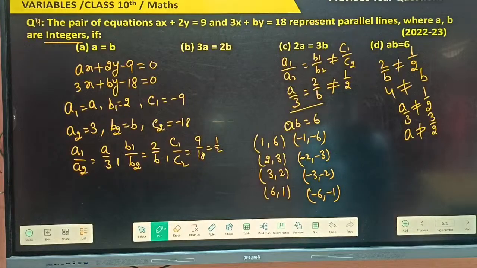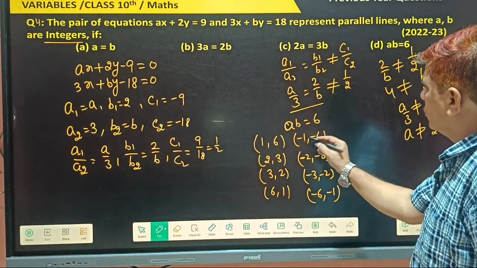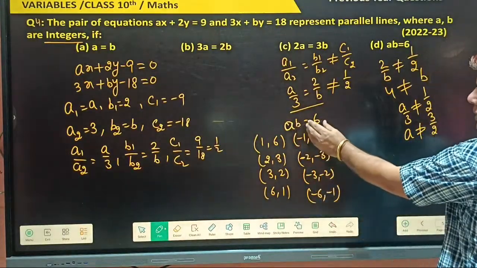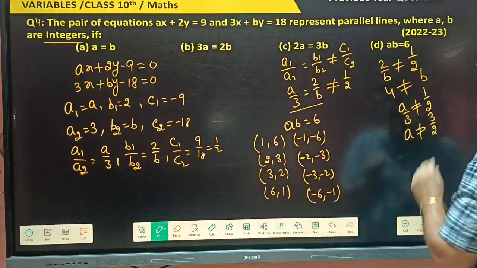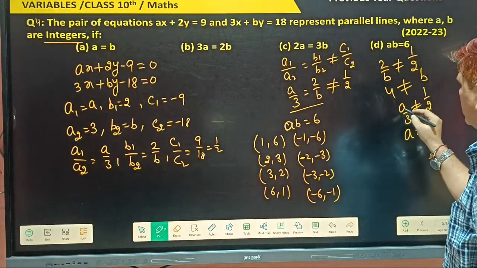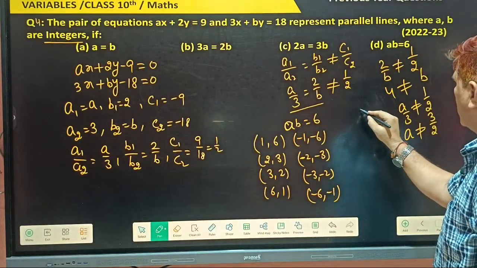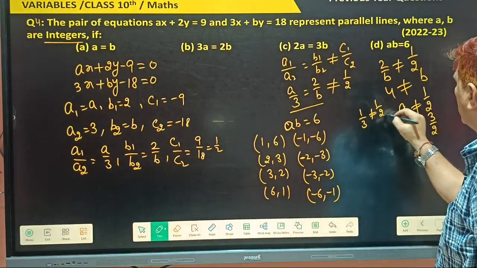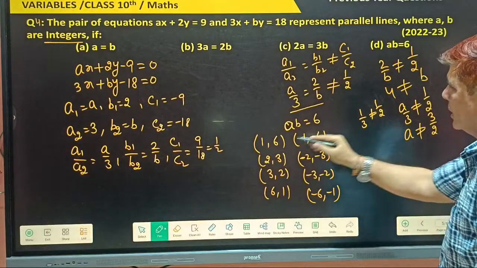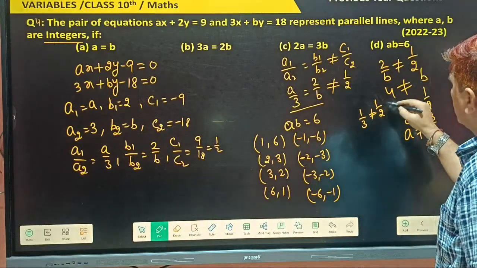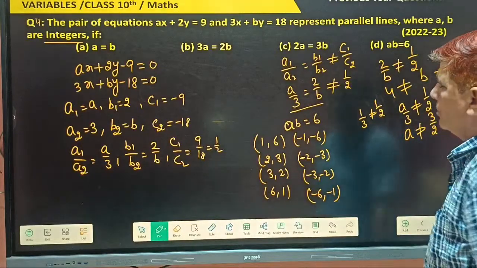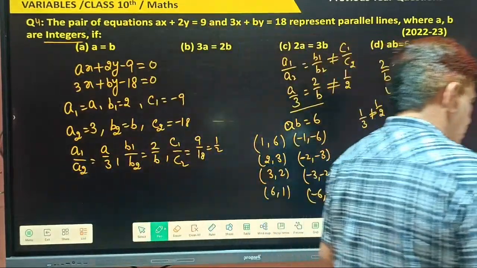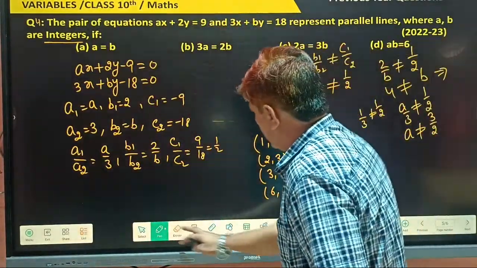So what you can say, if we are taking A equal to 1 and B equal to 6, is this satisfying this condition? First one, check. A equal to 1, so 1 by 3 is not equal to 1 by 2. And B equal to 6. So B equal to 6, that's also possible. Possible or not possible? Not understanding? Look one time.